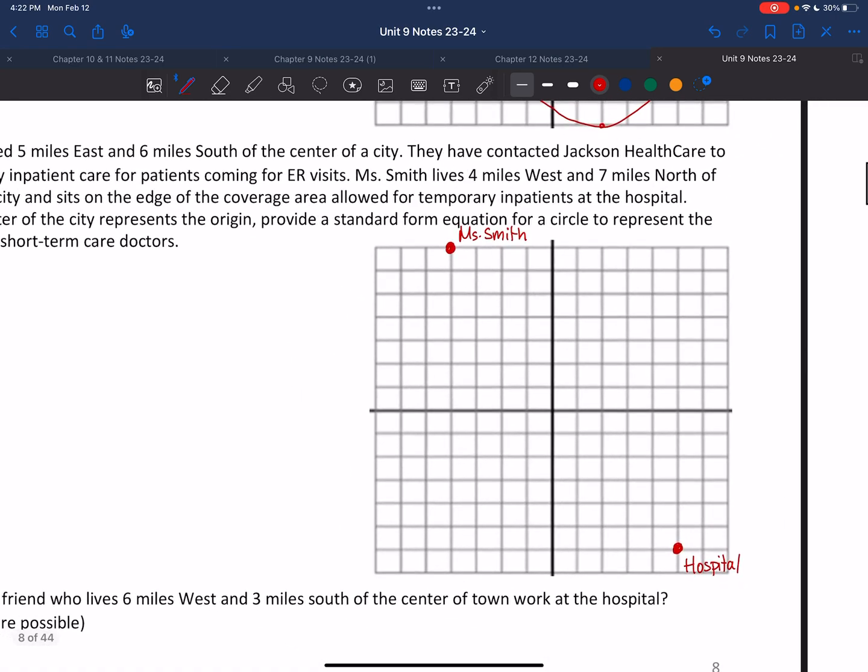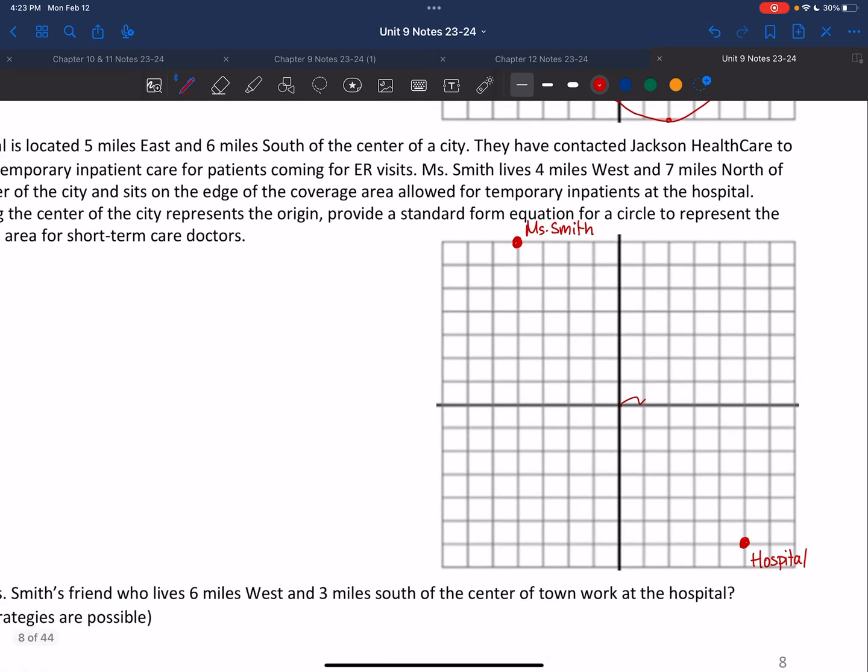So it told us the hospital is 5 miles east. So 1, 2, 3, 4, 5. And then 6 miles south. 1, 2, 3, 4, 5, 6. Same thing with Miss Smith. 4 miles west. 1, 2, 3, 4. And then 7 miles north. 1, 2, 3, 4, 5, 6, 7.